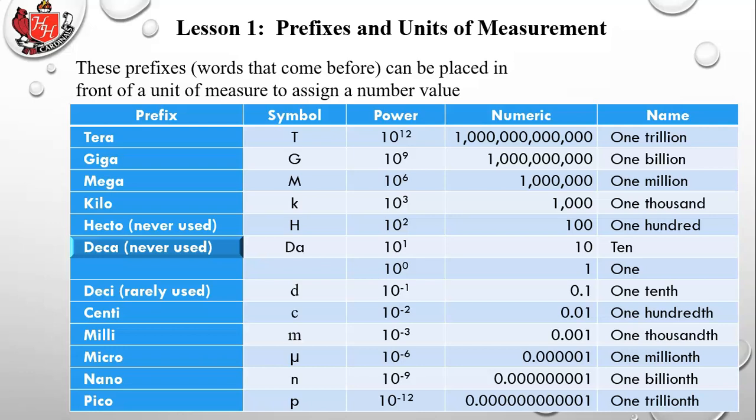The ones that we'll use the most in this class are giga for 1 billion, mega for 1 million, and kilo for 1,000. Hecto we never use, deca we never use. Deci, which is 1/10 of a meter, is rarely used, but we will use frequently centimeter, millimeter, micrometer, nanometer. And I'm using meter as an example. It could be grams. It could be nanograms, micrograms, milligrams. In other words, these are prefixes that can go in front of any of the units of measure that you saw on the previous slide. So we'll practice this because it does take a little bit of practice.